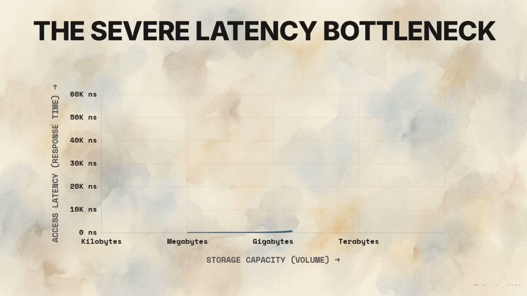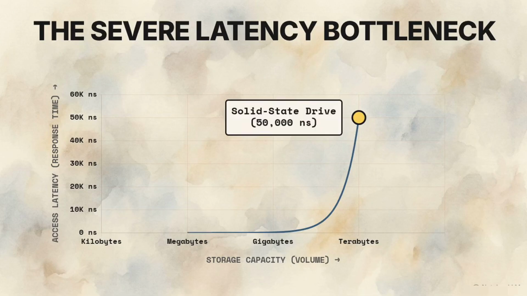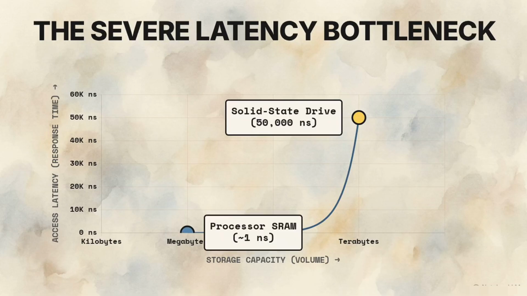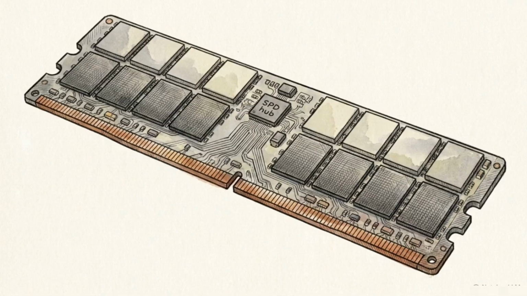This chart shows the access latency versus storage capacity across a modern computer's memory hierarchy. A massive 3D solid-state drive can hold terabytes in long-term data, but accessing that array takes about 50 microseconds. For a processor executing operations in a matter of nanoseconds, 50 microseconds is a severe latency bottleneck. To bridge this gap, systems rely on dynamic random access memory, or DRAM.